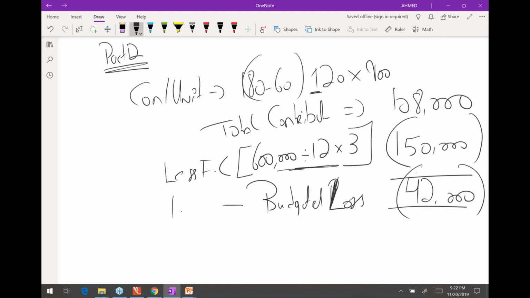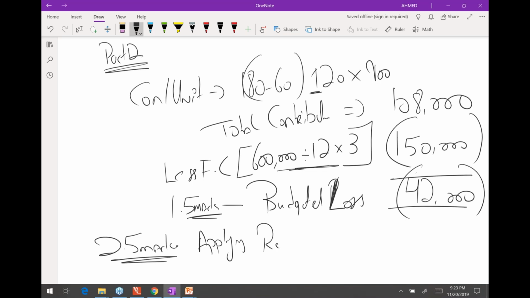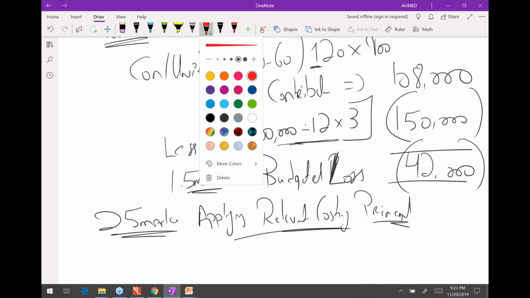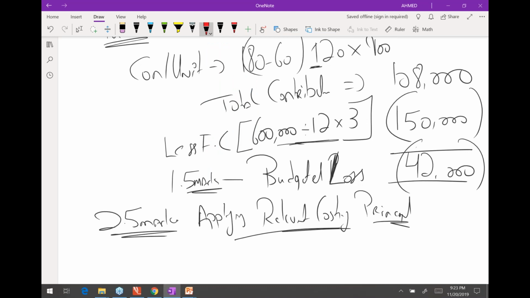Now you are getting 1.5 marks here. That's it. 2.5 marks for what? For applying relevant costing principles. See, this is something we are not aware of. Wow, Majid. This is what I'm explaining right now. I never said, my friend, that this budgeted profit and loss is based on relevant costing. Now what I'll discuss is based on relevant costing.